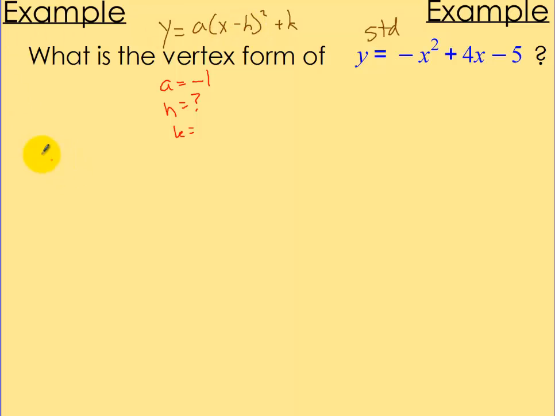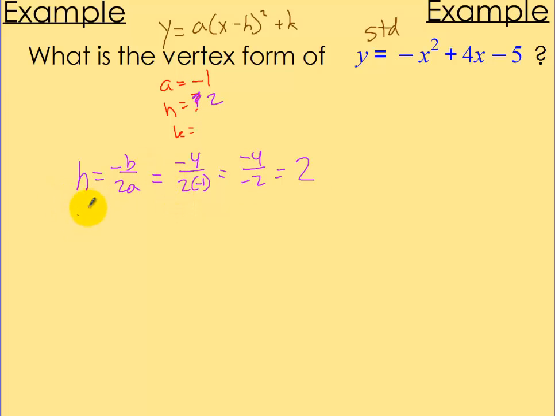Well, my h is the x coordinate of the vertex, right? And that's going to be a formula. h is going to be -b over 2a. So in this case, it'll be -4 over 2 times -1, which is -4 over -2, which is going to be +2. So my h equals +2.